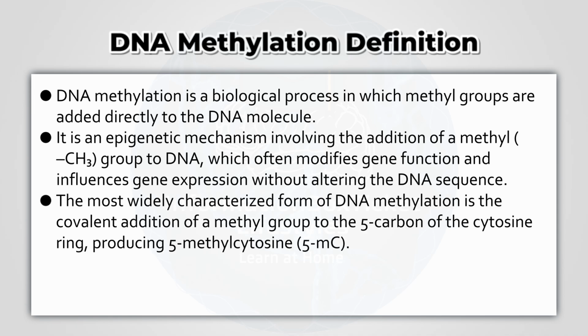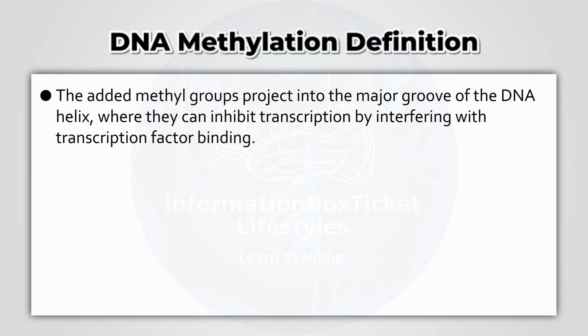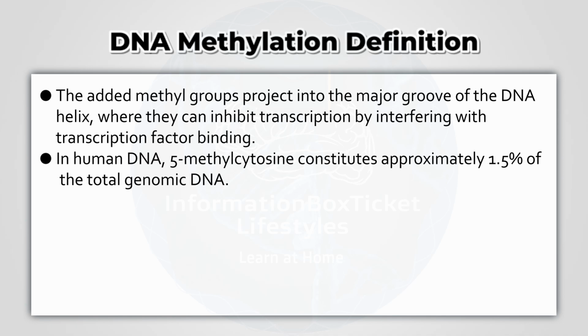The most widely characterized form of DNA methylation is the covalent addition of a methyl group to the 5-carbon of the cytosine ring, producing 5-methylcytosine, 5-mC. 5-methylcytosine is informally referred to as the 5th base of DNA due to its functional significance. The added methyl groups project into the major groove of the DNA helix, where they can inhibit transcription by interfering with transcription factor binding. In human DNA, 5-methylcytosine constitutes approximately 1.5% of the total genomic DNA.